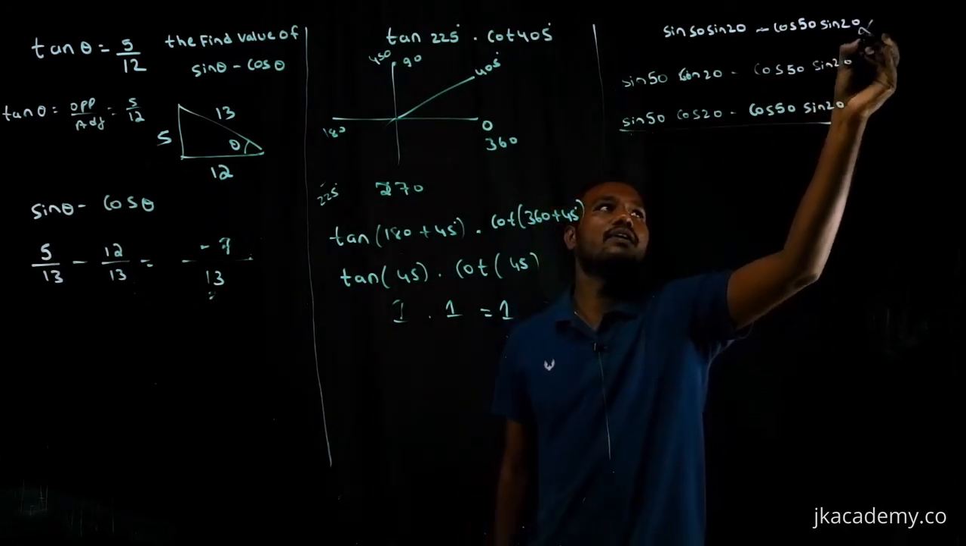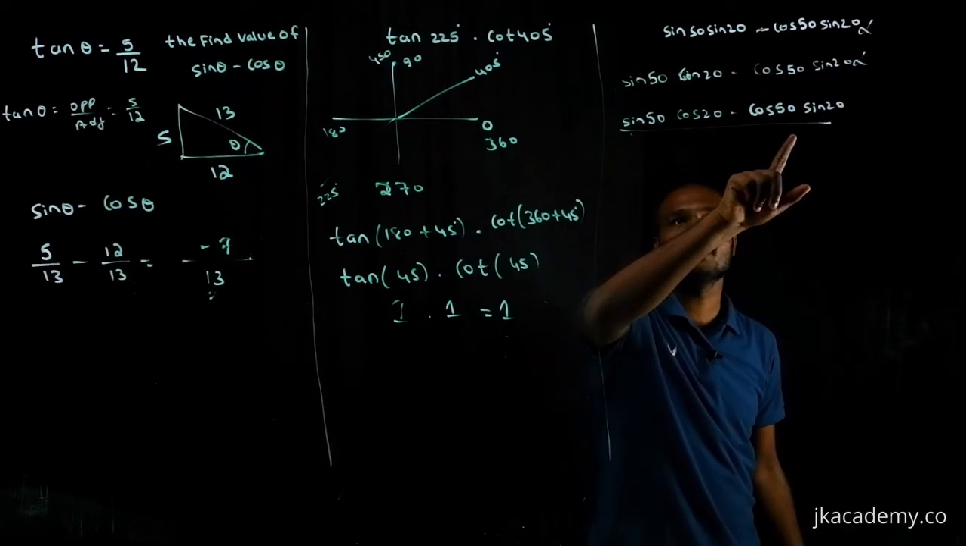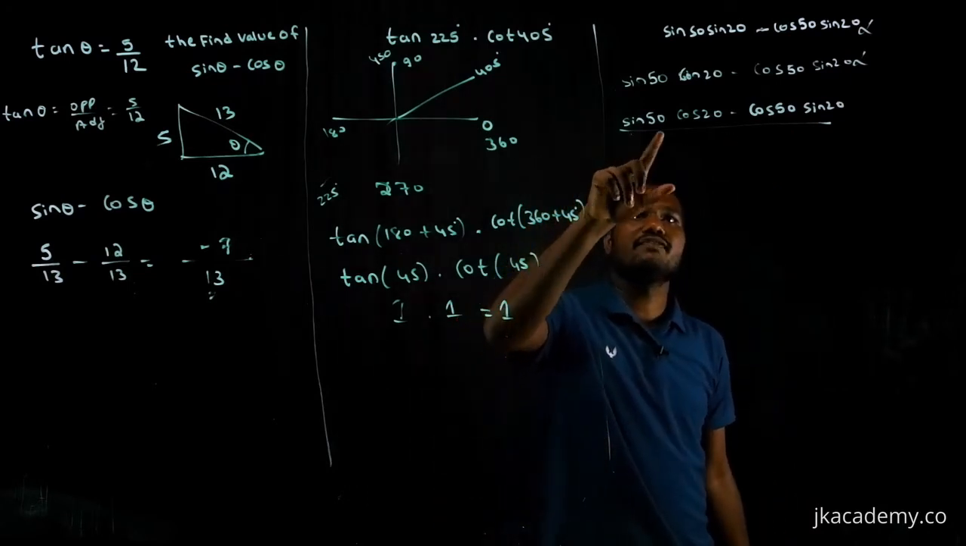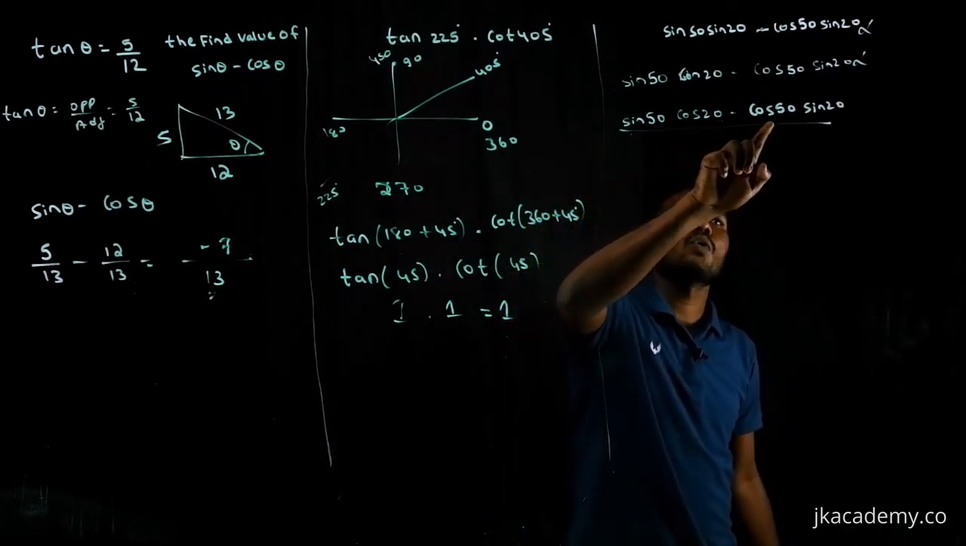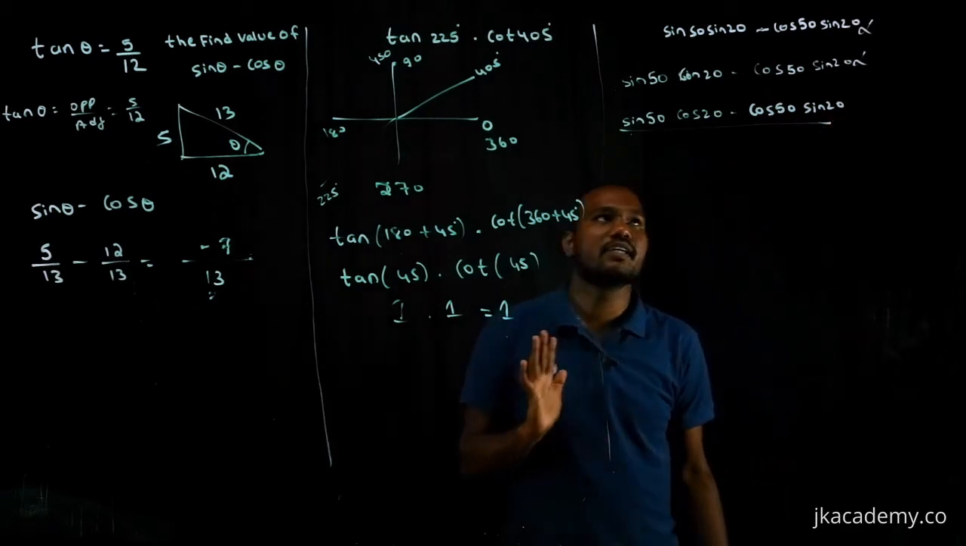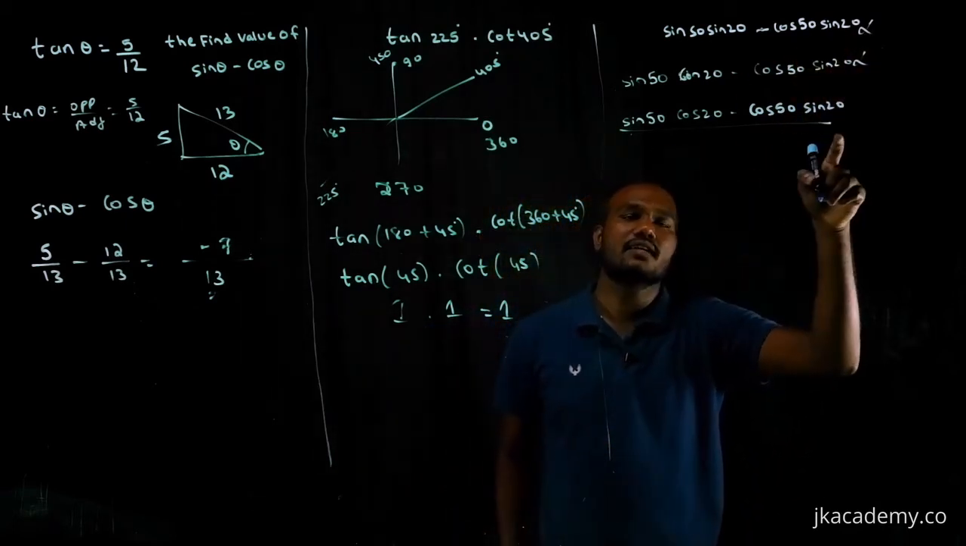Okay, I made it wrong here. This is the correct question given in the question paper. Sin 50 cos 20 minus cos 50 sin 20 degree. This is given as the question. Just think this is what the question paper gave.